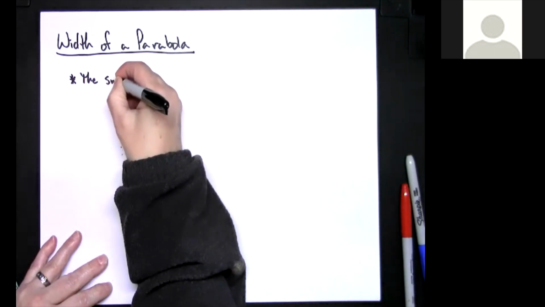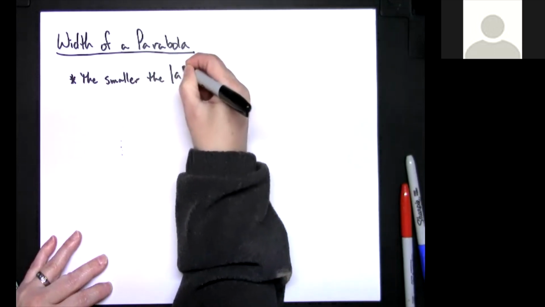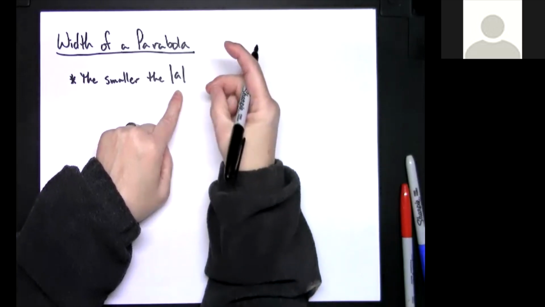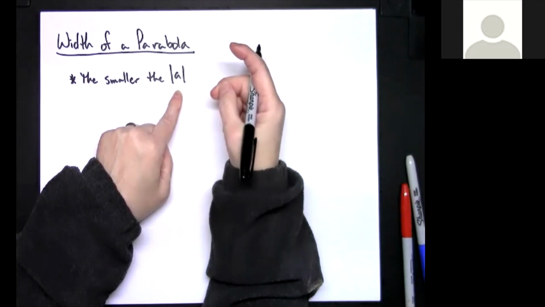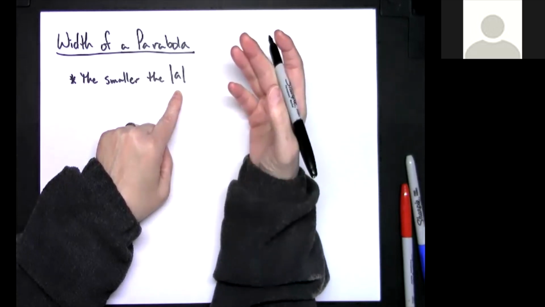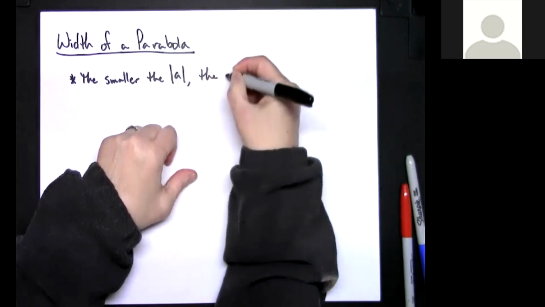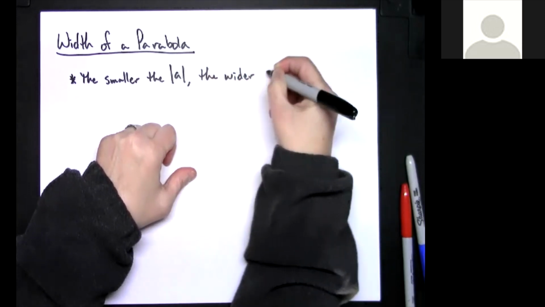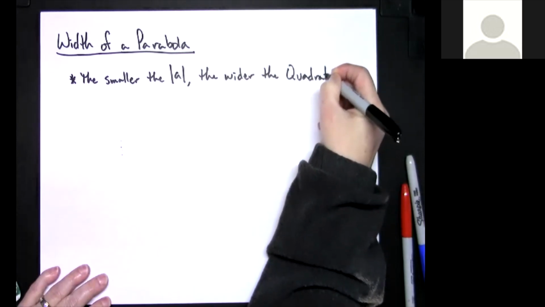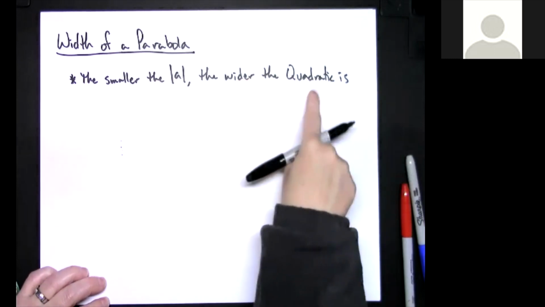The smaller the absolute value of A, and the absolute value is extremely important because we want to take a look at that A coefficient, but if there's a negative there, we don't want to deal with that because that negative just tells us whether it's right side up or upside down, okay? So the smaller the absolute value of A, the wider the quadratic is, okay? So actually it's just opposite of what you think it's going to be. All right, so the smaller the absolute value of A, the wider the quadratic is.